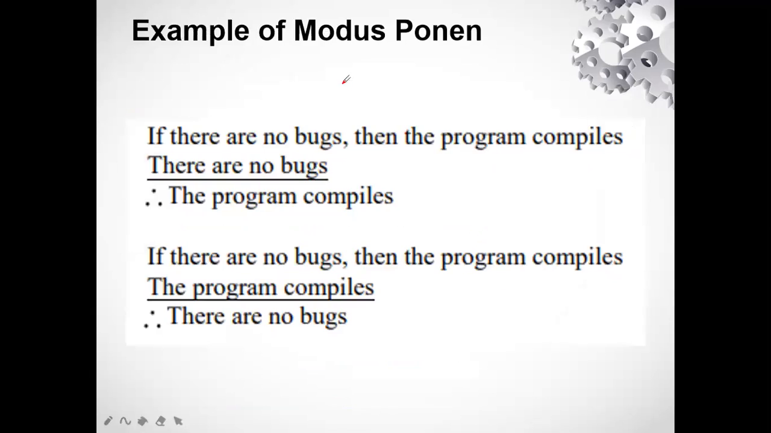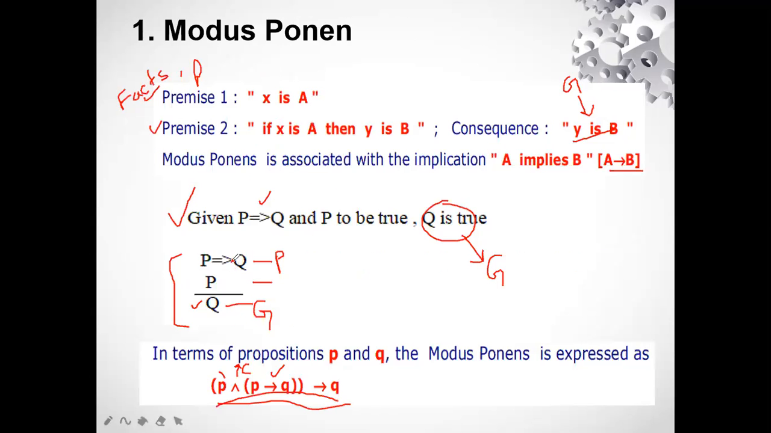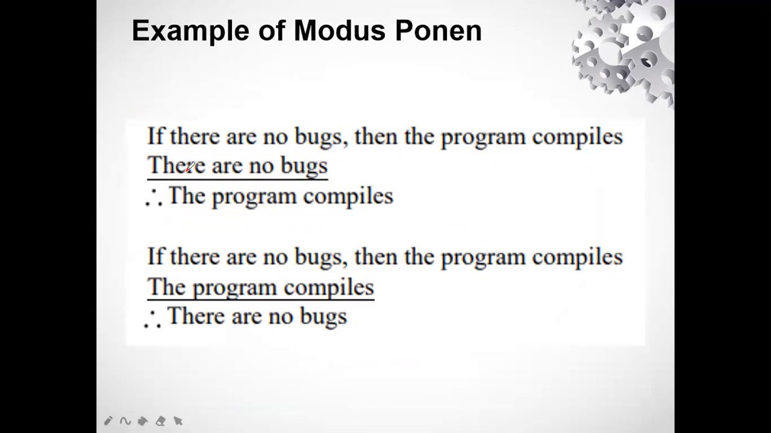Now let's understand with the help of an example. These were in terms of variables, but we can also see a theoretical example. It says: if there are no bugs, then the program compiles. Let's say "there are no bugs" is P, and "the program compiles" is Q. So this is the implication P implies Q: if there are no bugs, then the program compiles.